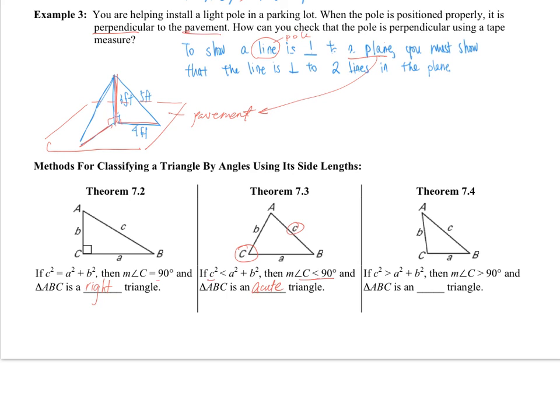And in theorem 7.4, if C is the longest side here and we square it and it's greater than the sum of the squares of the two other shorter side lengths, then measure angle C is greater than 90 degrees and triangle ABC is an obtuse triangle. The proofs are given on the website.